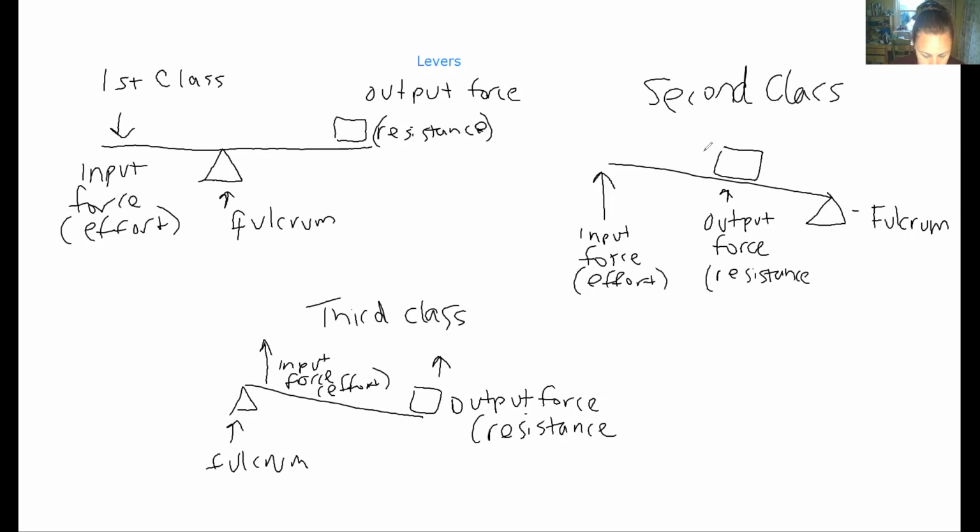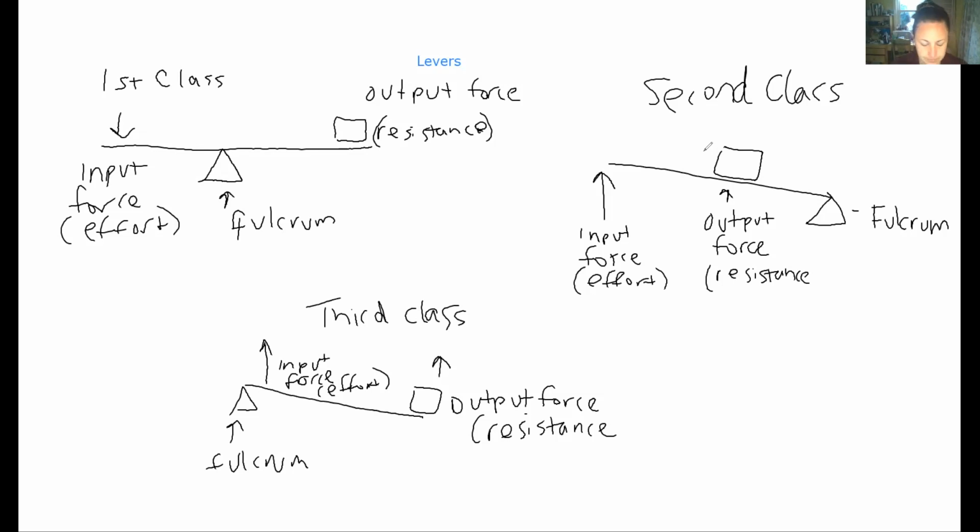Some other examples they gave were baseball bats and tennis rackets. So again, you being the pivot point of the baseball bat or the tennis racket, and the input force of moving forward is going to move in the same direction as the output force, sending something forward with speed and force.